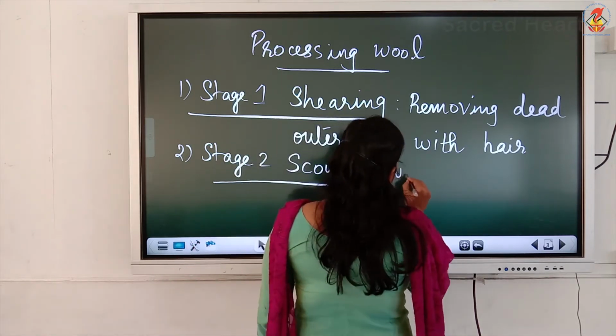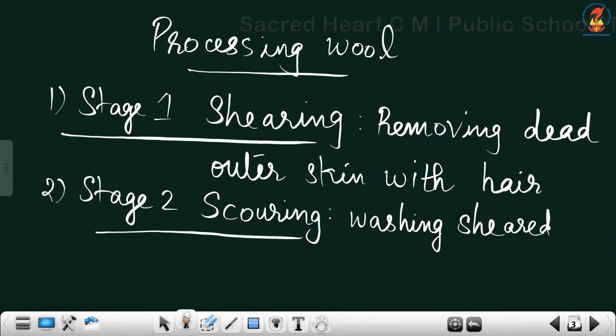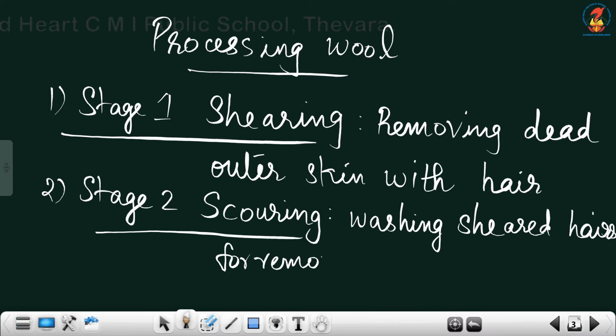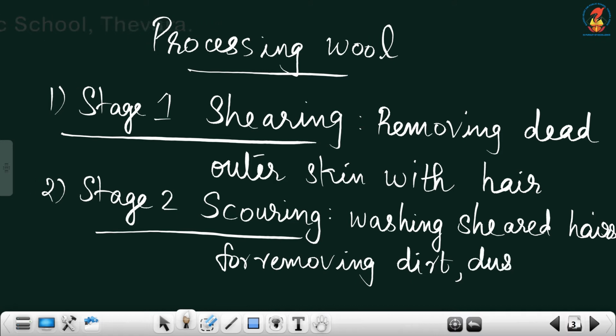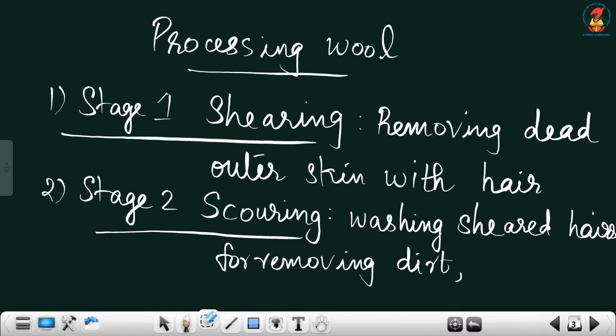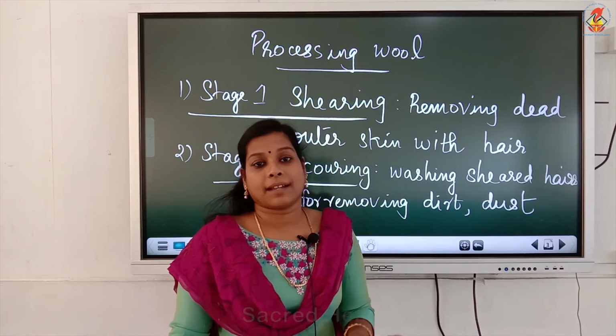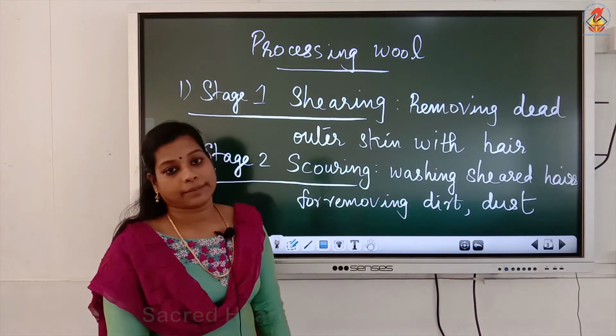So, scouring is washing sheared hairs for removing dirt, dust, and greasy material, whatever is sticking to the hairs, that will be removed by washing it in a large tank. That is known as scouring.